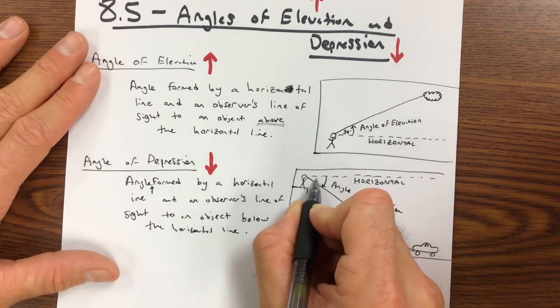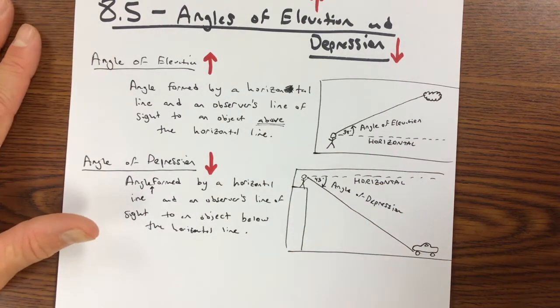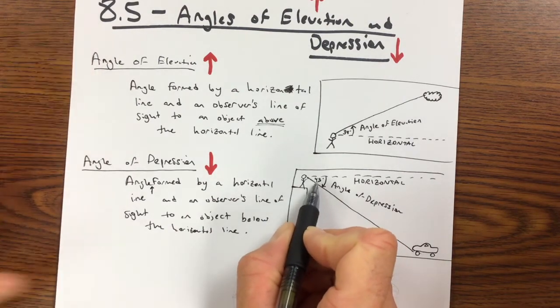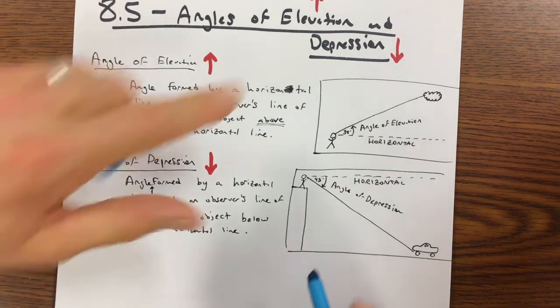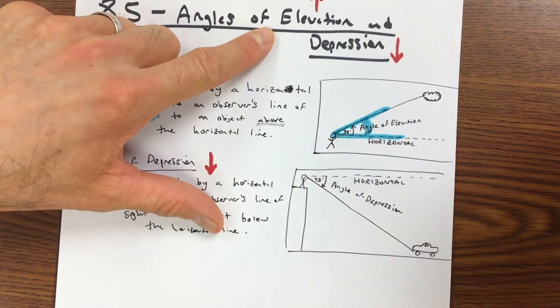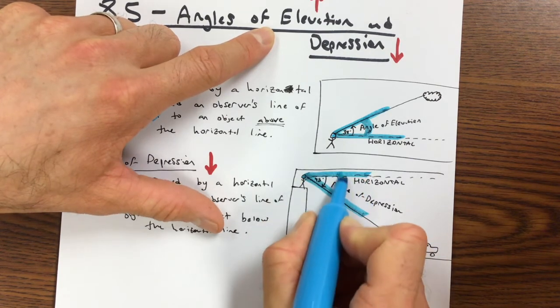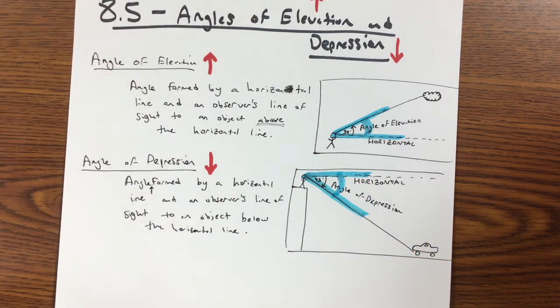It could be a 43-degree angle. It could be a 55-degree angle. It could be anything. Just keep in mind, this angle right here is your angle of elevation. This angle right here is your angle of depression.